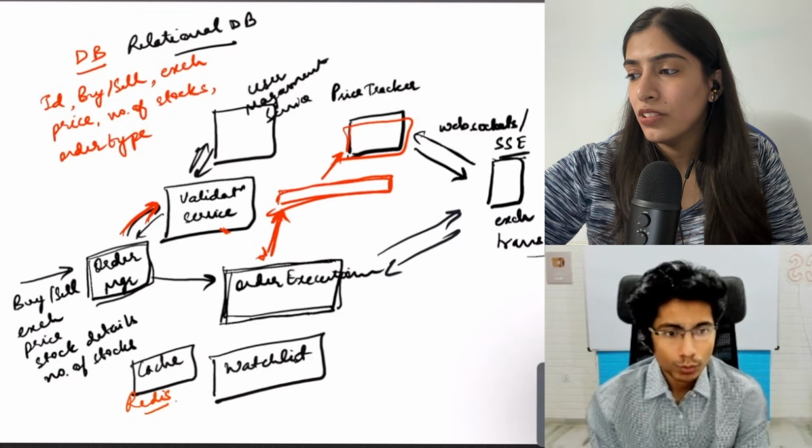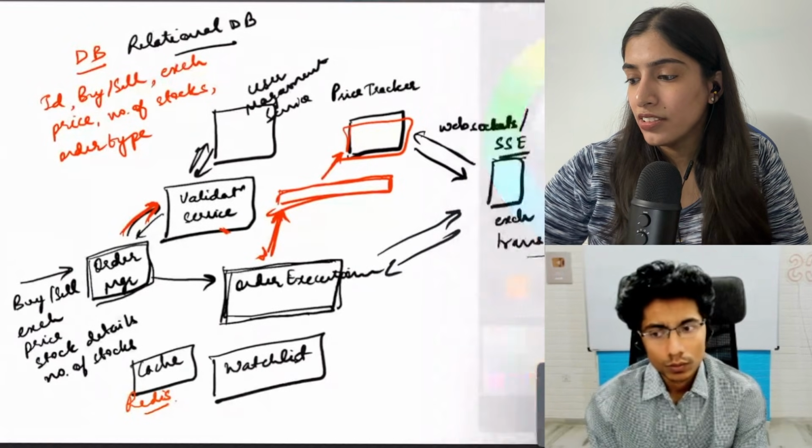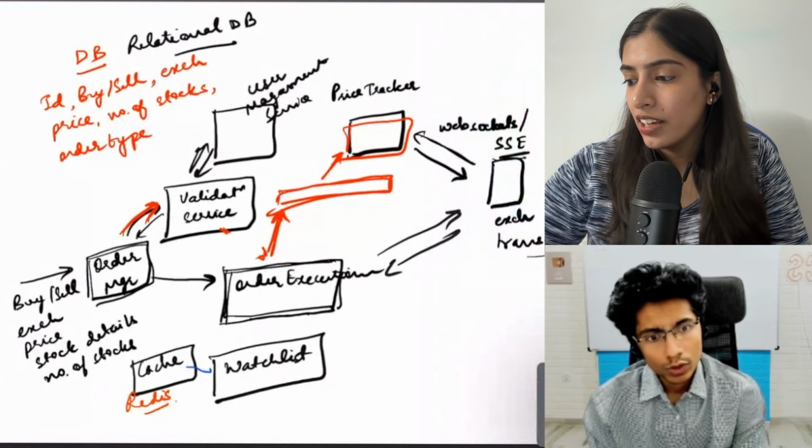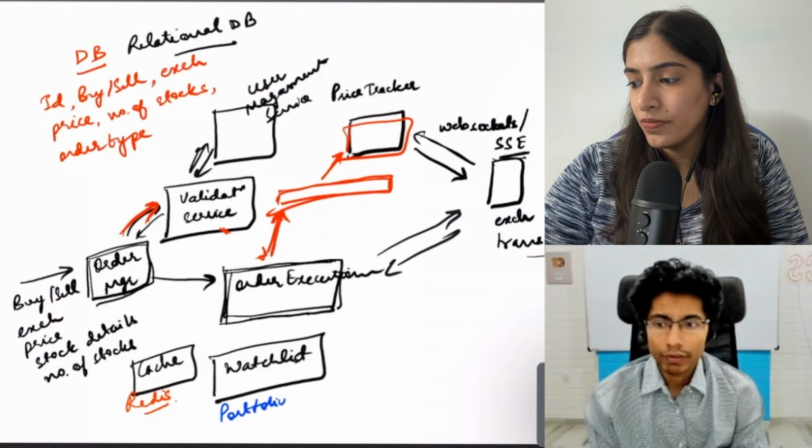Okay. So if we are talking about cache, what all things are we caching? We are caching watch list, and what else? Portfolio. Yeah, portfolio is also something they're caching.